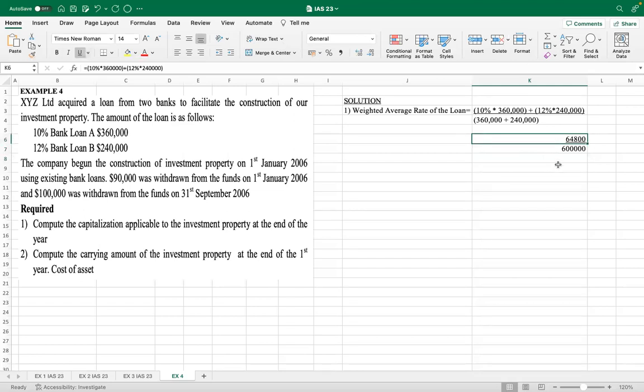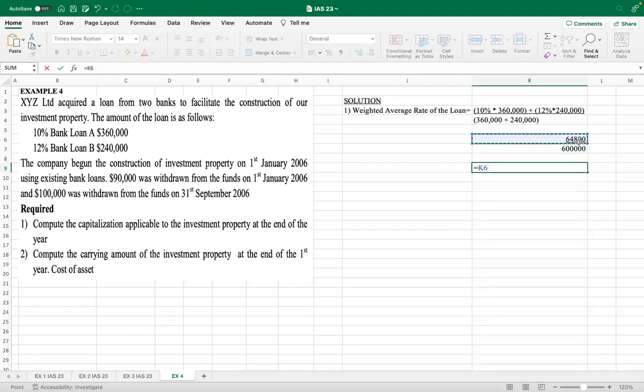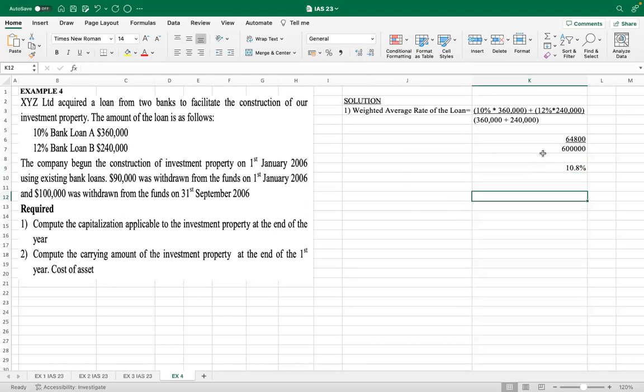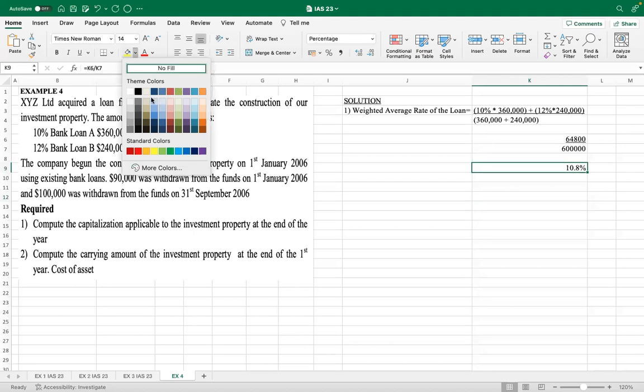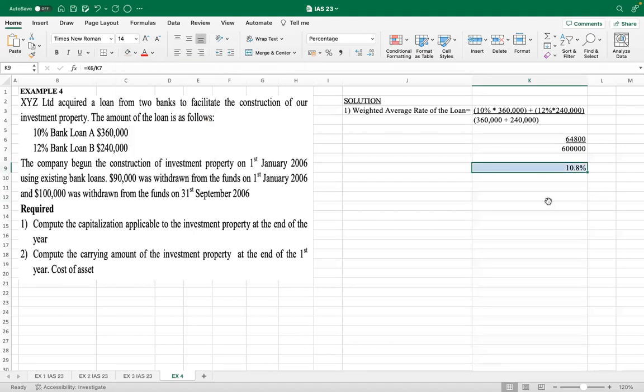So what is our rate? Our rate will therefore be equal to this divided by that. As a percentage, it will be 11%. Maybe let me round it to 1 decimal place. As a percentage, the weighted average will therefore be 10.8. So take note of the 10.8. This is the weighted average.